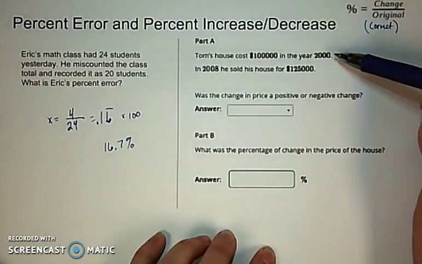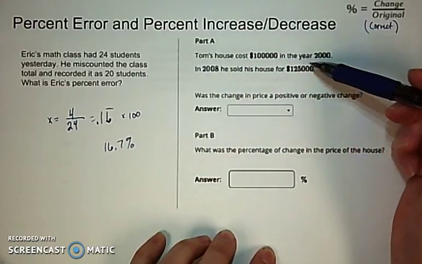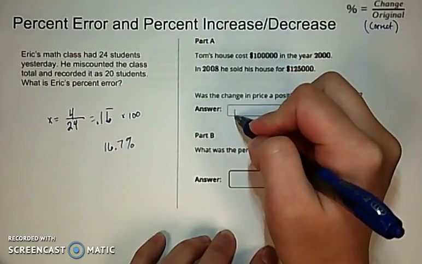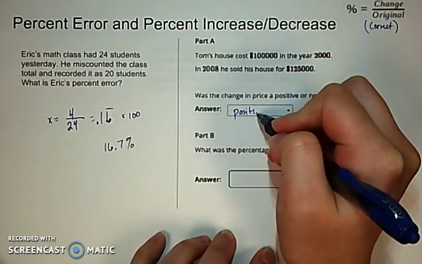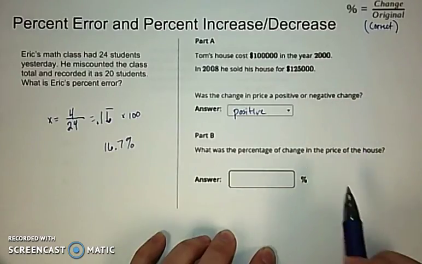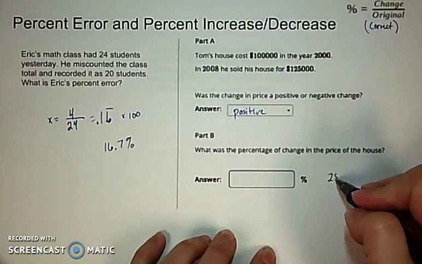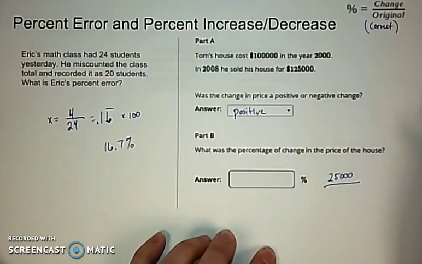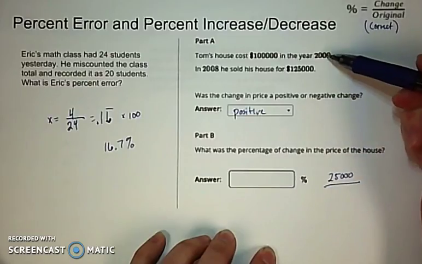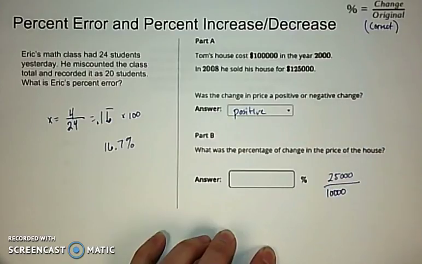Well, it started off at 2000. In 2000 it was 100,000, and in 2008 it was 125,000. So it has increased. So that would be positive. Positive change. It has gone up. Now to find the percent change, we would want to figure out the difference between these. So what's the difference between that? That's going to be 25,000, and then we want to put that over the original, which is the one that came first. So in this case, that would be 100,000.